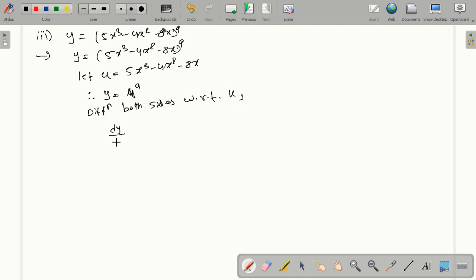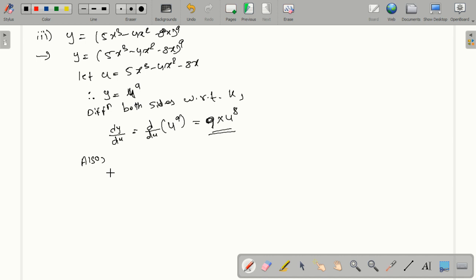So dy by du is given as d by du into u raised to 9. So this is of the form x raised to n. So in this case, n is 9. 9 into u raised to 9 minus 1, which is 8, right? So you have 9 u raised to 8.